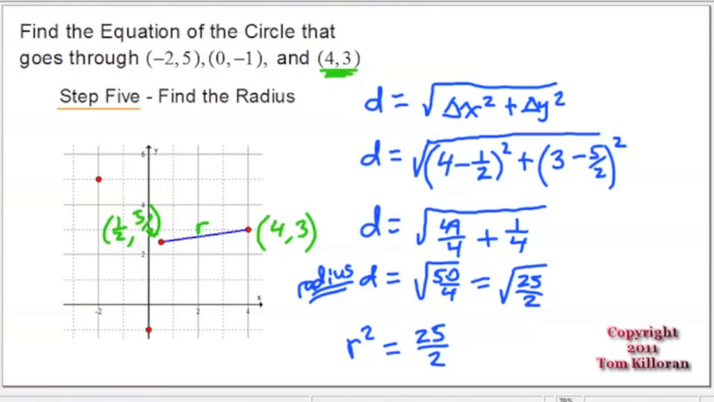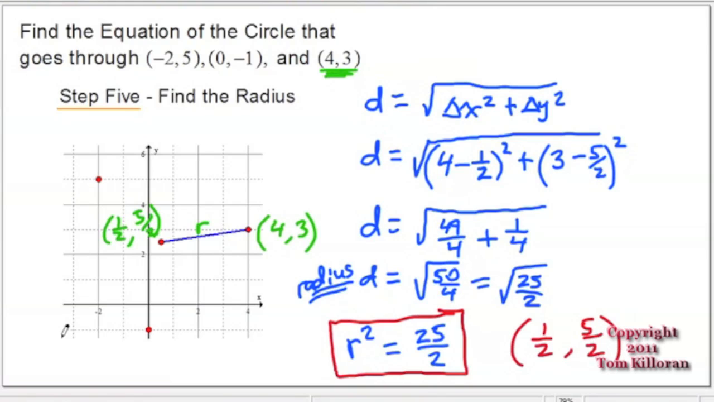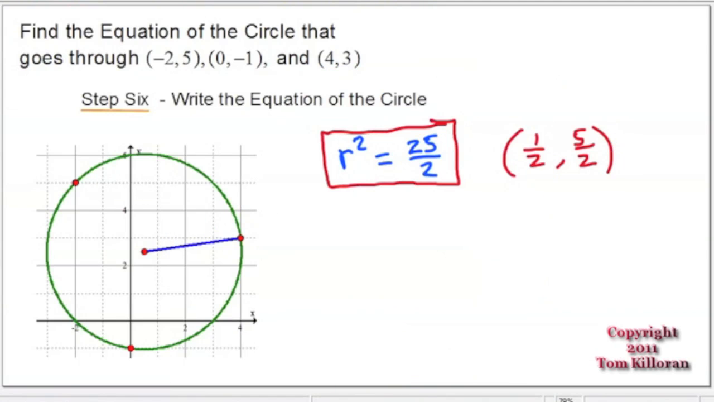Okay, so now we have everything for the equation of a circle. We have what r squared is equal to, which is here. And we have the center, which was (1/2, 5/2). And putting these two pieces of information together is the last step. The equation of a circle is that nice simple formula. (x minus h) all squared plus (y minus k) all squared is equal to r squared.